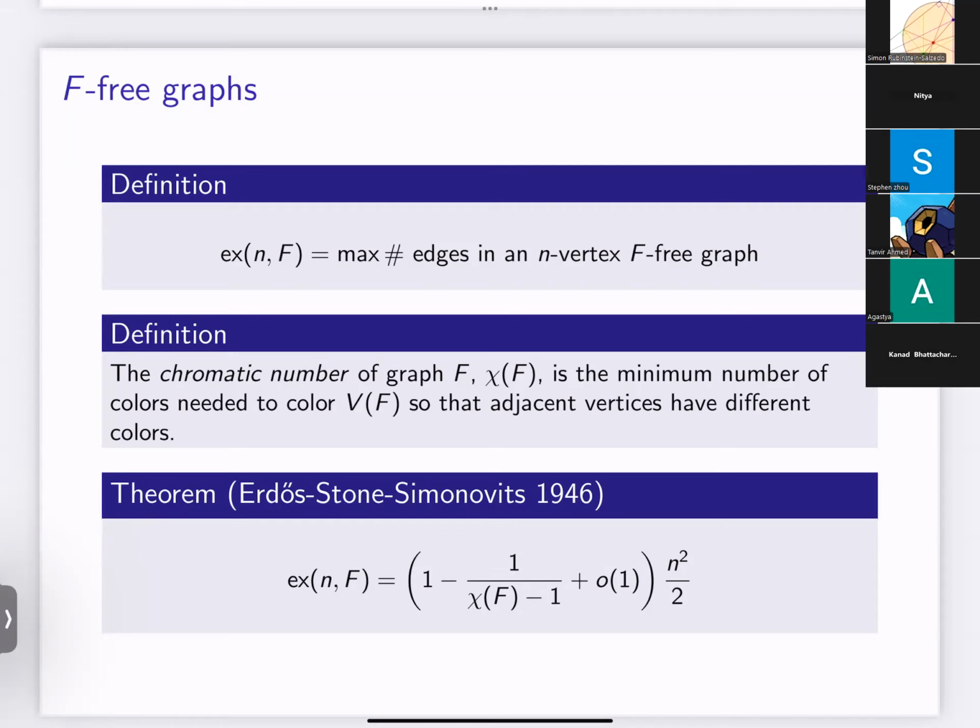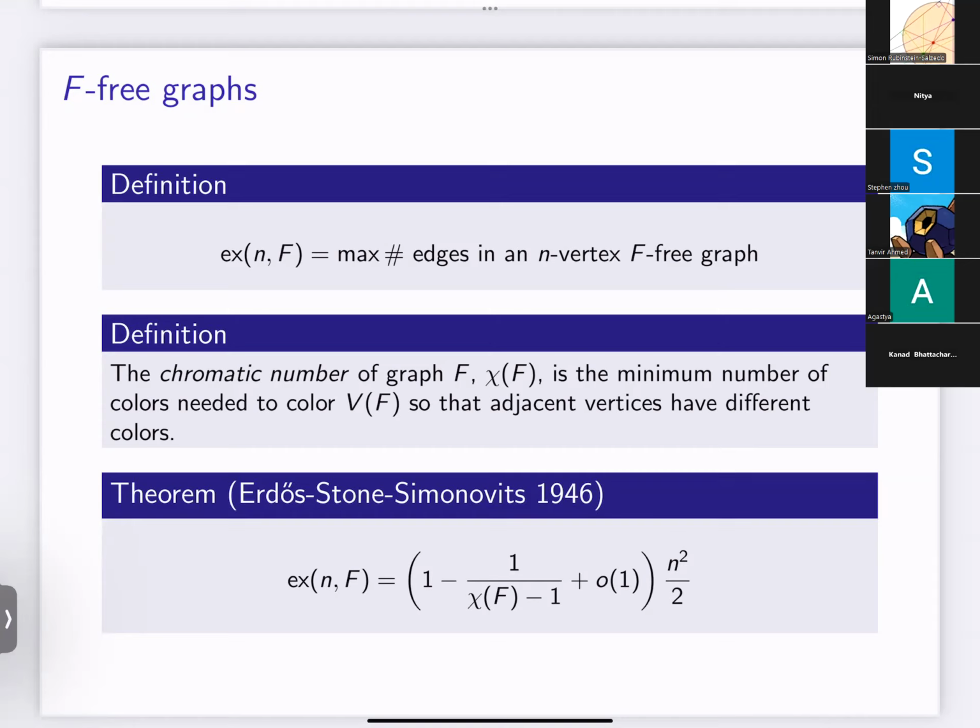When it's 2? Exactly. When the chromatic number of a graph F is 2, which it is for lots of interesting graphs, for example any even length cycle, if you draw a square or a hexagon, those all have chromatic number 2. If we plug into this formula, we get that the extremal number is 0 plus little o(1) times n squared over 2. All that just means is that you can put asymptotically fewer than n squared edges into the graph.